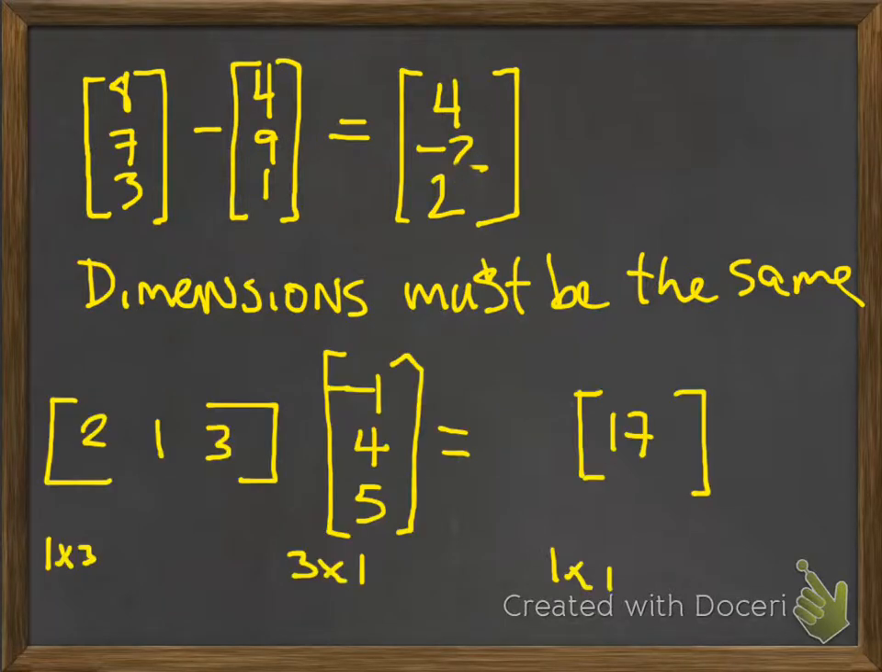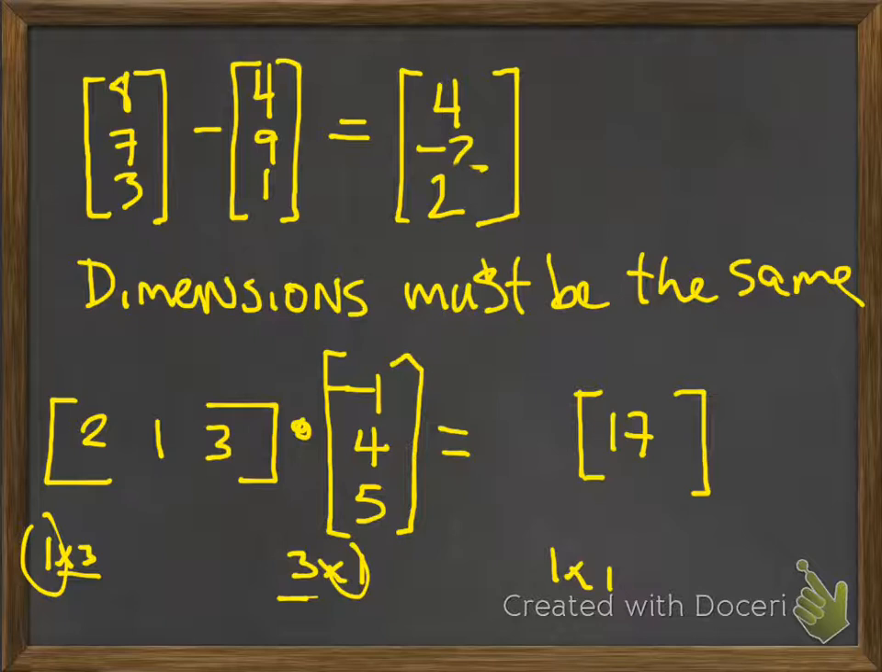So keep in mind the dimensions must be the same. Now, when you multiply, you have to have the inner dimensions the same. So a 1 by 3 times a 3 by 1, the outer ones will tell me what it's going to be. So it's going to be a 1 by 1.